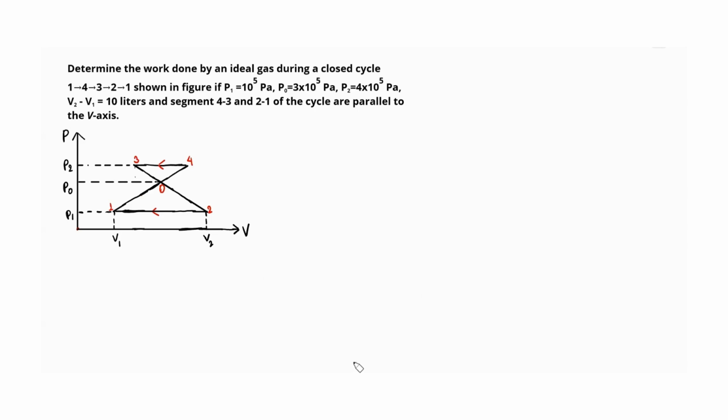Determine the work done by an ideal gas during a closed cycle. So we have a closed cycle starting from 1 to 4, 4 to 3, and from 3 we have 2, and from 2 finally we come to the initial point, that is 1, shown in figure.